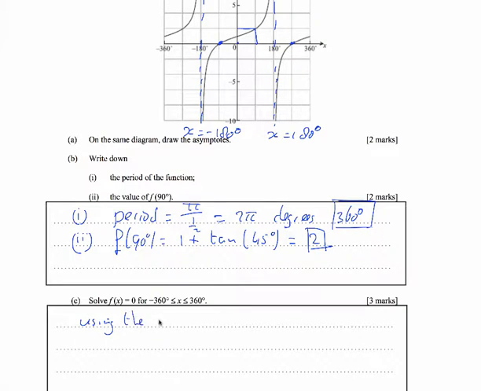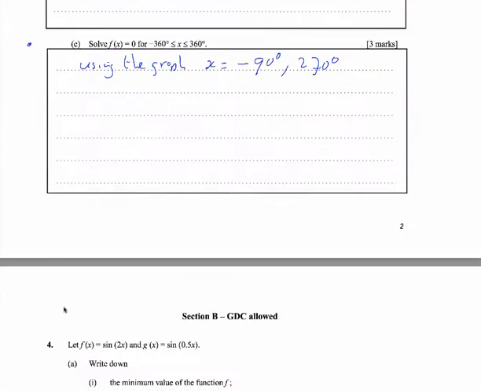Using the graph, x is minus 90 degrees, I said, and 180 plus 90, which is 270 degrees. All right, good. But I'm going to come back to this maybe if I've got time. All right, good. That was that.